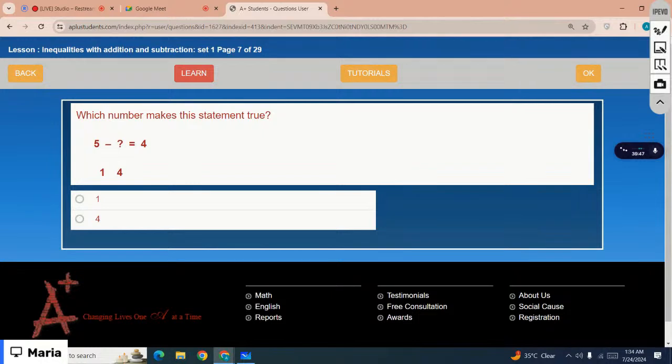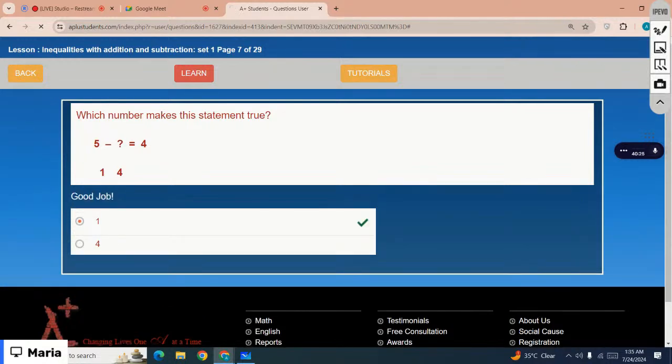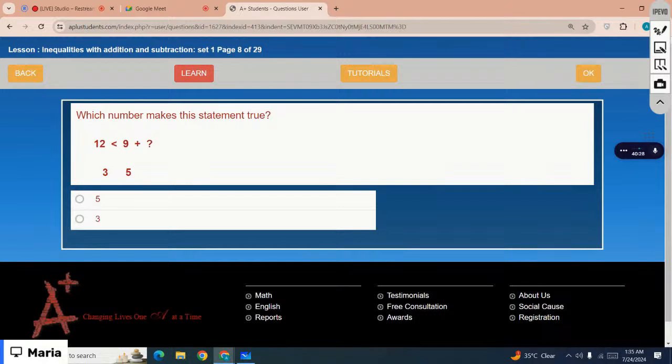Which number makes the statement true? Which is the correct option? That is 1. The correct option is 1 because 5 minus 1 is 4. So option number 1 is the correct option. Which number makes the statement true? Which is the correct option?